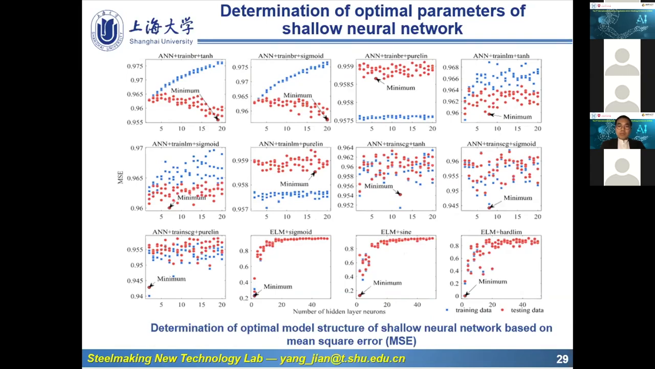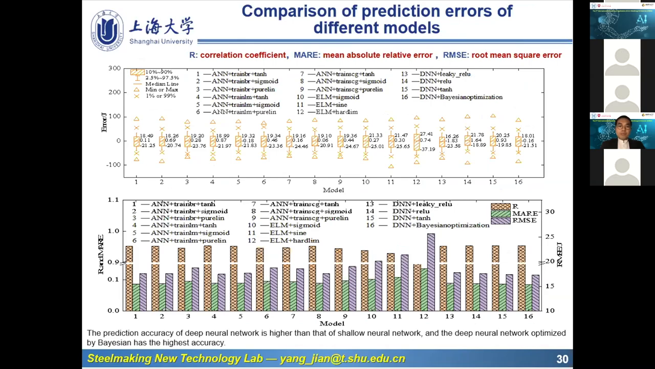And here is a comparison of the prediction errors of the 16 different models. And the prediction accuracy of the deep neural network is higher than the shallow neural network. This DNN is a deep neural network, and the ANN is a shallow neural network. And the deep neural network optimized by the Bayesian, this one, 16, has the highest accuracy with the smallest error box and with the smallest error.